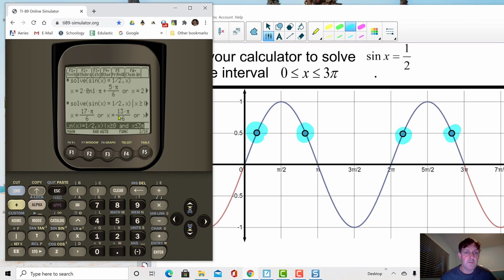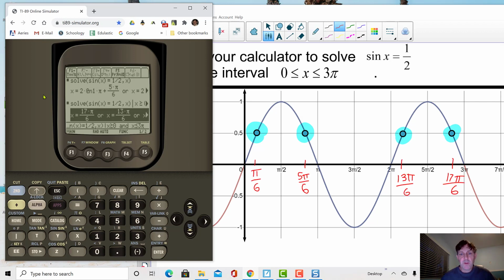17/6 pi, 13/6 pi. Let's see what the other answers are. 5 pi over 6 and pi over 6. Okay, if you look to the right, you'll see that I wrote all those x values on the x-axis. And that's it. Now I do want to note that my calculator is in auto mode.